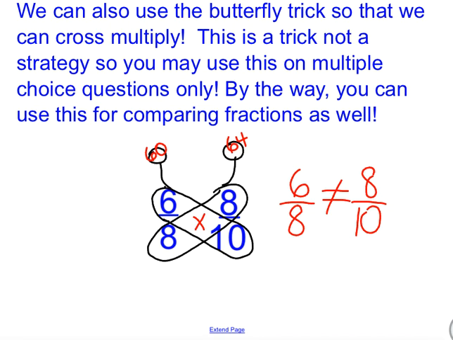So which one is greater, 60 or 64? The 64 is. So that's the greater fraction. All right. So we will get to comparing fractions later on, but we could see that 6/8 is not equal to 8/10. So it's not equal to. That is the butterfly trick. Only to be used on multiple choice questions, right? Or if you have forgotten on the multiple choice any of those other methods like multiplication or division.